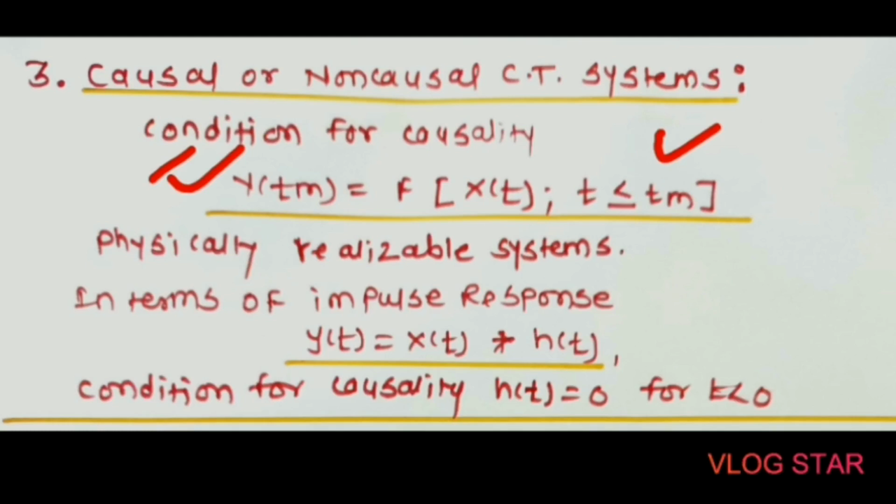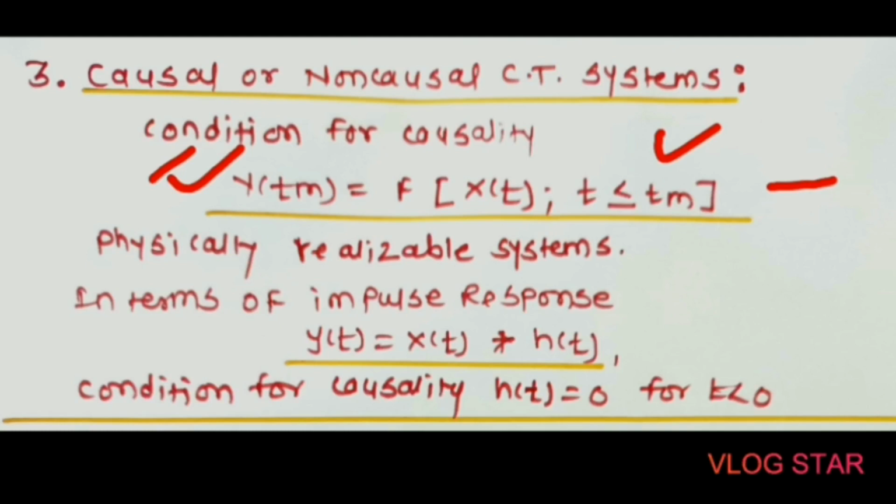So these causal continuous time systems are physically realizable systems, and the non-causal systems do not satisfy this equation, and hence the non-causal systems are not physically realizable.